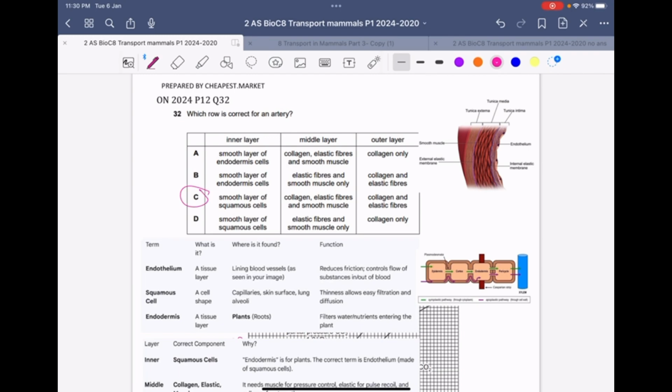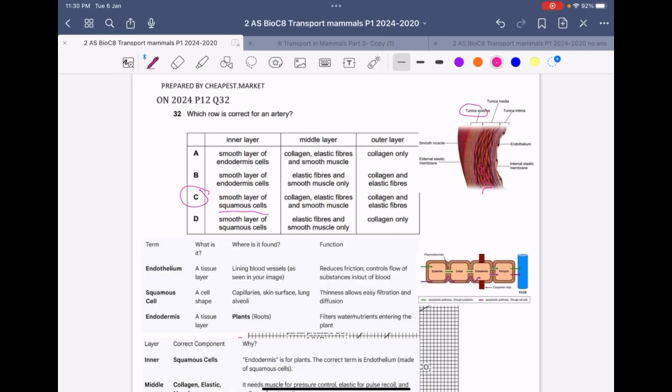The inner layer is made from the smooth layer of the squamous cell. Middle layers, they consist of the collagen fibers, okay, and also the elastic fiber. Elastic fiber is just like this, okay, they're able to stretch. And then they will have a smooth muscle also. So that's why they can do the vasodilation and vasoconstrictions. And then the outer layer, which is a tunica externa, okay, they are made from the collagens and elastic fibers.